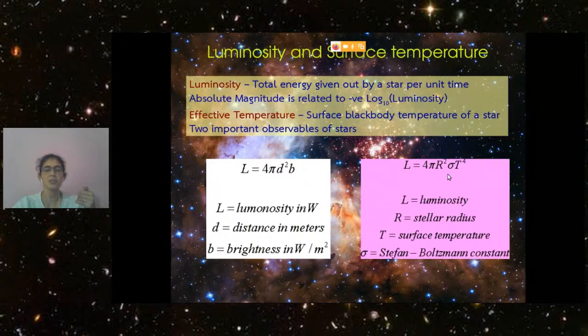So in this way, if you know the effective temperature and you know the radius, then you can calculate the luminosity. On the contrary, if you know the luminosity and if you can measure the effective temperature, then you can also calculate the radius of the star. Thus luminosity and effective temperature are two very important observables for a star.